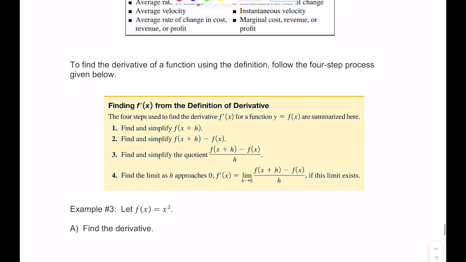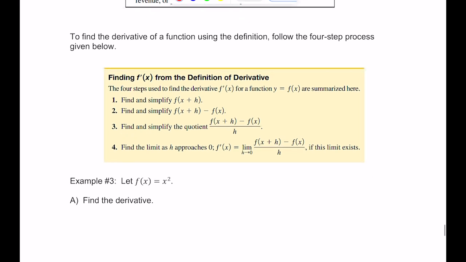To find the derivative of a function using the definition, we're just going to follow these 4 steps. So basically, these first 2 steps are just the numerator here in step 3. So when I do this, I'll split it up into the steps so you can see it the first time. But then I'm going to do it overall, just in one giant problem.